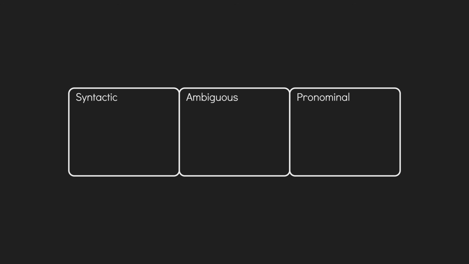Let's talk about agreement and person marking. You know, like how in English when you use a third person marker, the verb gets modified. She walks. Broadly speaking, there are three types of agreement pattern available to use: syntactic, ambiguous, and pronominal.